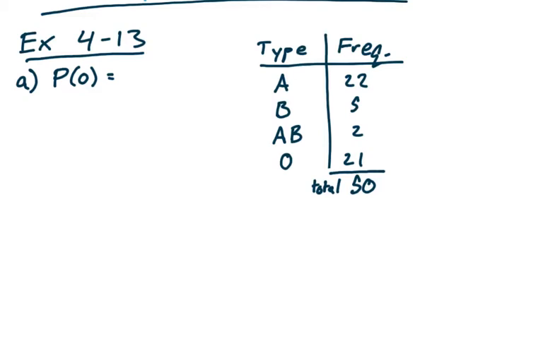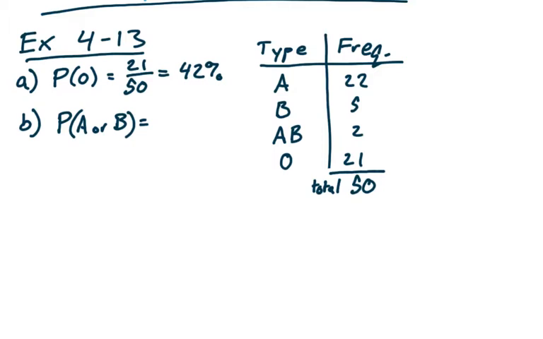Okay, in part A, they asked us to find the probability a person has type O blood. So I've written that as P of O, and so that is going to be 21 divided by 50. There's 21 people that had type O blood. There's 50 in the total sample space. So that is 0.42, or we could say it's 42%.